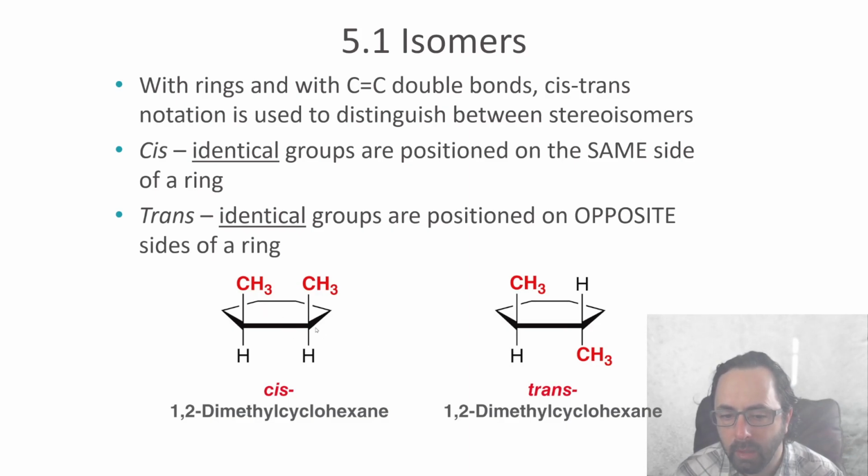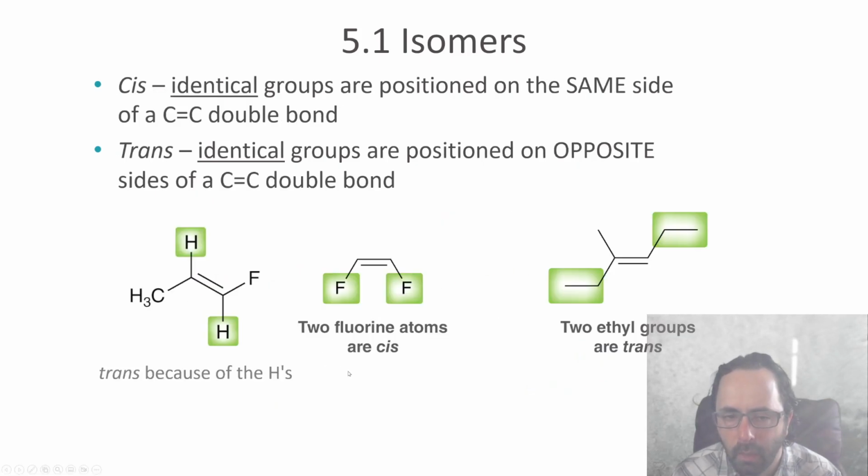But with this ring, because the single bonds cannot rotate, you can have a situation where, for example, you have two methyl groups that are on the same side, or you have methyl groups that are on opposite sides. When they're on the same side, we call that cis. When they are opposite sides, we call that trans. And so here is a cis isomer on the left, and on the right is a trans isomer.